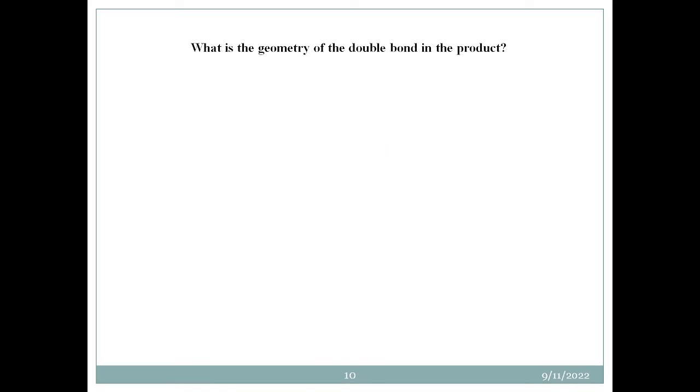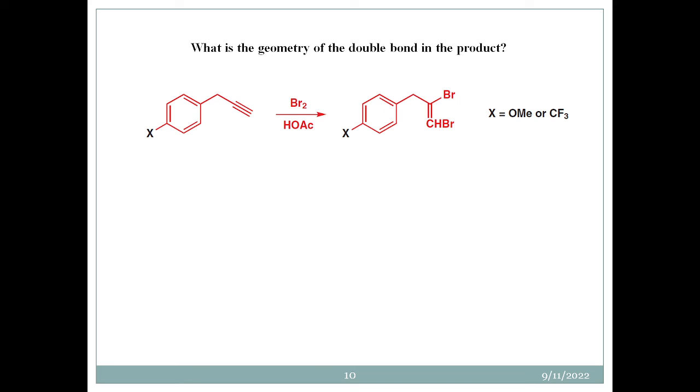Now I have some other thing. I don't have much time. There are a lot of things here. So you have this alkyne. Now you treat it with bromine and acetic acid. So you will get bromine addition, right? One bromine will attach here, one bromine will attach here. So this is shown here.